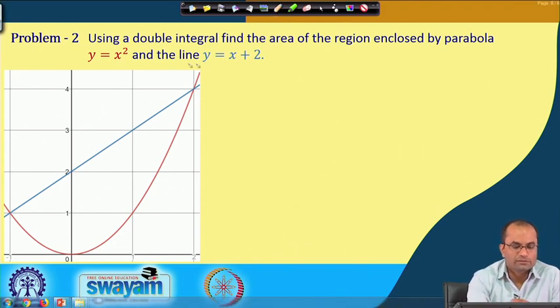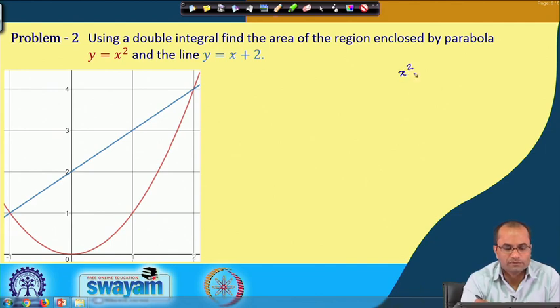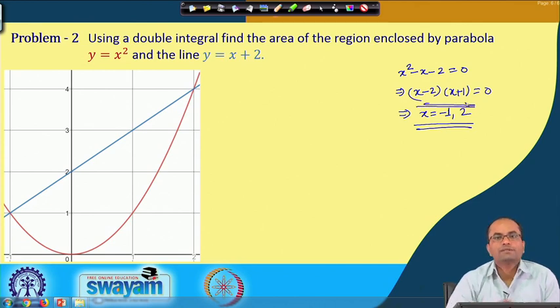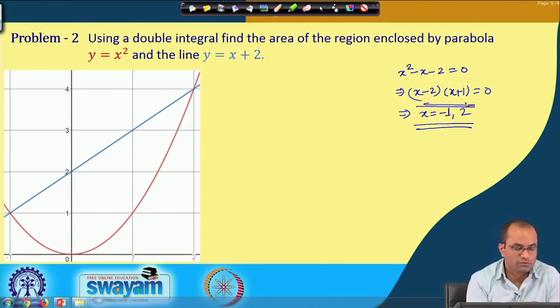So, y is equal to x square and y is equal to x plus 2. We can get the intersection just by solving this equation: x square is equal to x plus 2, or x square minus x minus 2 is equal to 0. This will give us (x minus 2)(x plus 1) is equal to 0. So, x is equal to minus 1 and x is equal to 2. So, we will have these 2 points where these 2 curves will intersect.